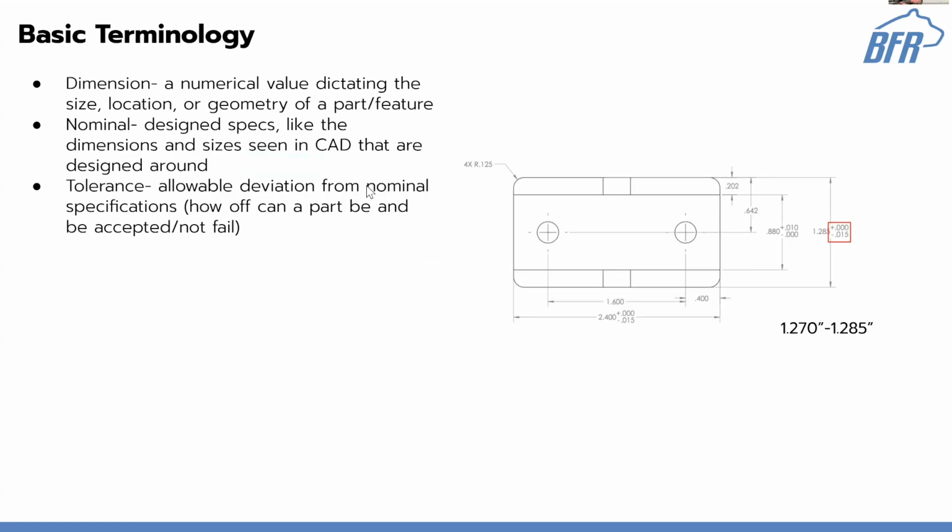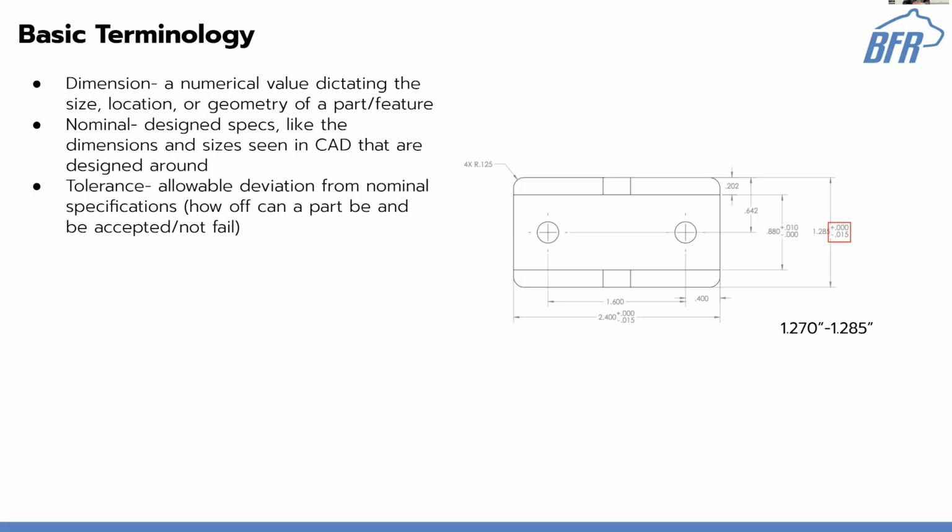Dimension is a numerical value dictating the size, location, or geometry of a certain part or feature. I already talked about how to tell what a dimension's leader lines are pointing to. If you've heard me throw around the word nominal a bit, and if you've never really used that, it's the design spec or the normal spec. Just think about what you might set a dimension to in CAD. That's what you're expecting it to be, but in real life, it's not going to be exactly that. Maybe instead of 2.4 inches, it's 2.405, right? It's still pretty close, but your nominal dimension is what I was expecting, the perfect world dimension, right?